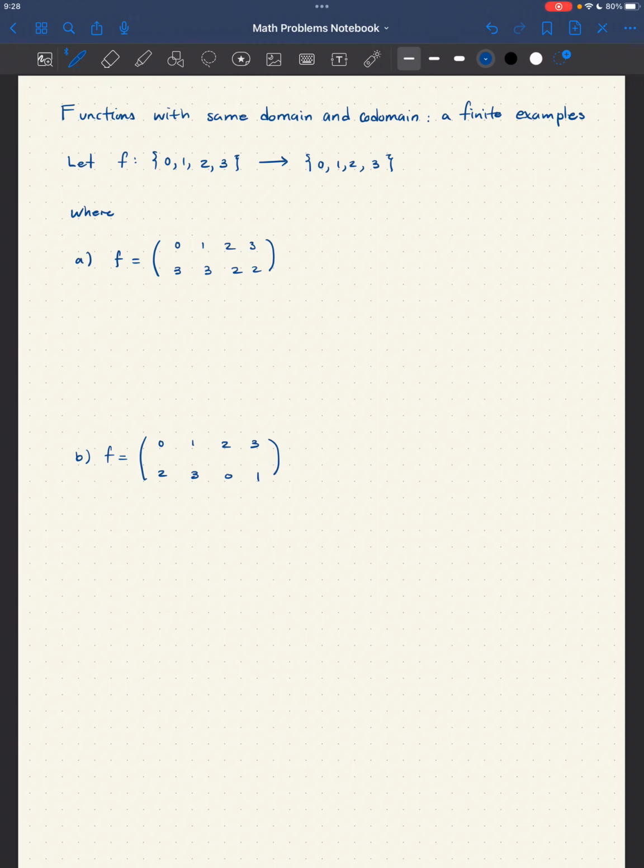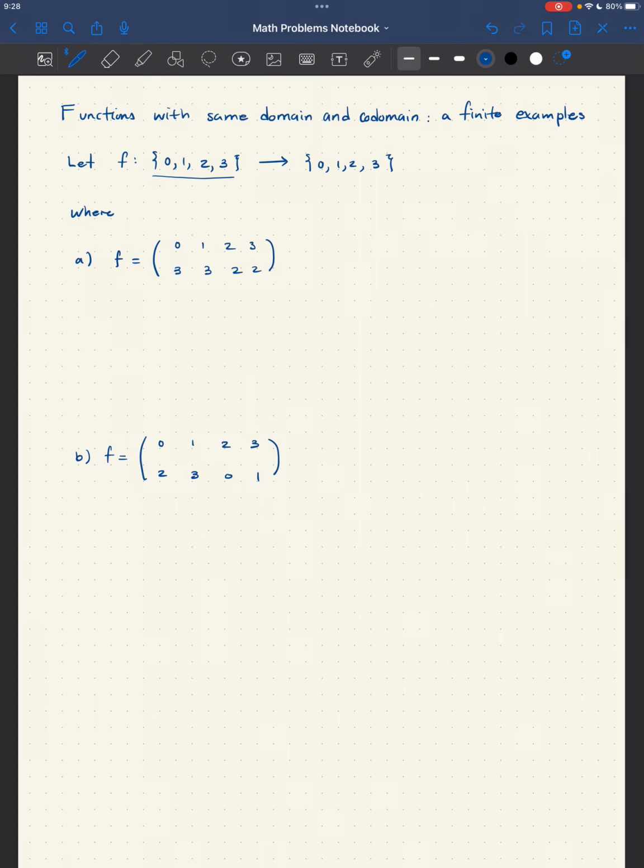Hello. This time we're going to explore examples of functions sharing the same domain and codomain, exactly the same. So I'll take a finite example in this case. It's going to be a couple of functions going from the set containing 0, 1, 2, 3 to itself.